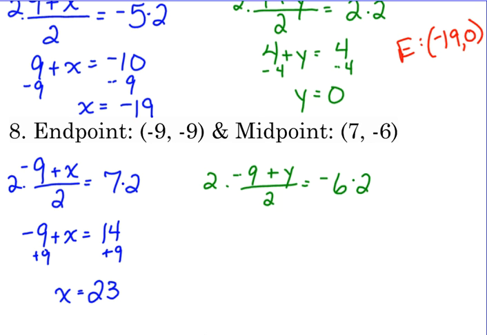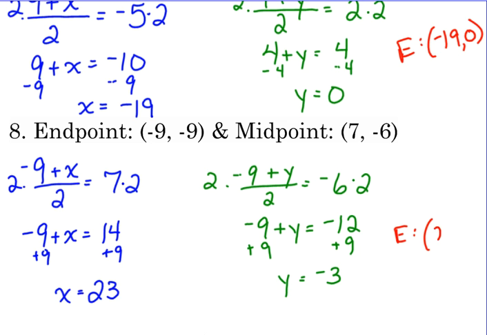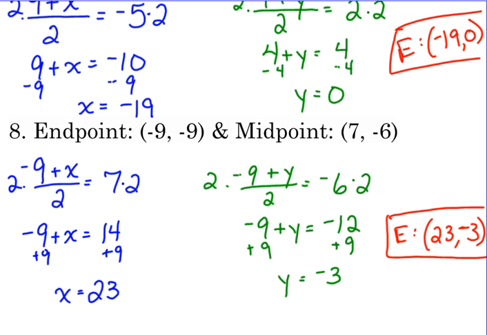So multiply both sides by 2. -9 plus y equals -12. Add 9 to both sides. Y equals -3. Check it. -9 plus -3 is -12. -12 divided by 2 is -6. So my other endpoint is 23, -3. Okay?